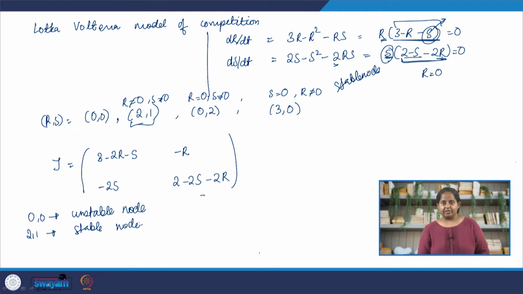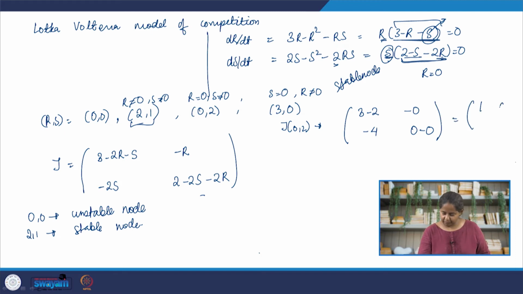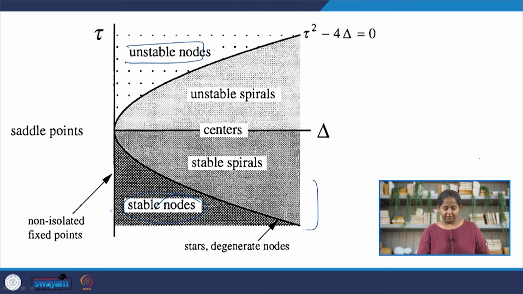Now let's look at 0, 2 and 3, 0, which is when one species goes extinct. So let's start with J02, Jacobian at 0, 2. R is 0, sheep is 2. Okay, trace is 1 and delta is 0. So when delta is equal to 0, if you remember, if you look at your graph, when delta is equal to 0, we are dealing with non-isolated fixed points.